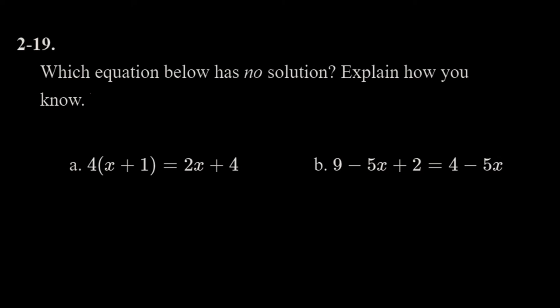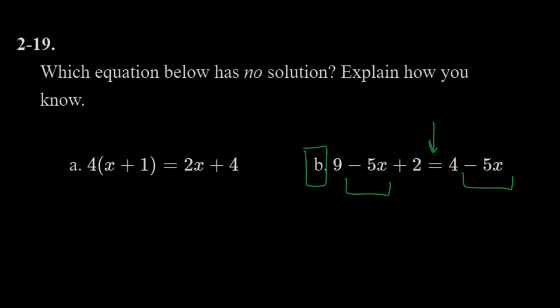Let's see. Which equation below has no solution? Explain how you know. Okay. Well, I think the equation that has no solution is B. And I think I know this because when I look at this, I can see that I have a term of -8x on one side of the equation, and on the other side, there's a term of -5x. So there's a -5x term on each side.